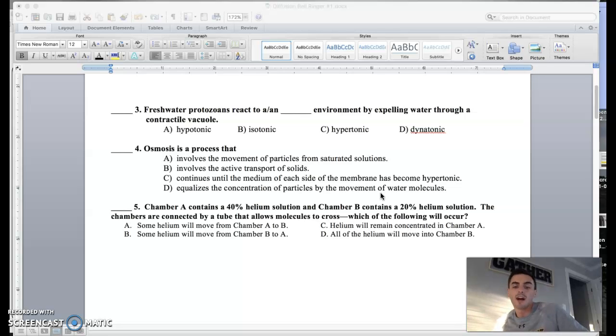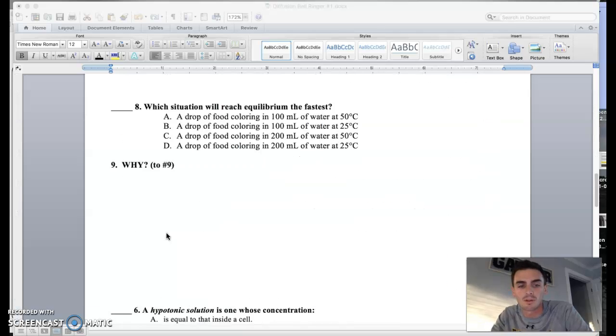Okay? Number five, I will take off if you are not drawing pictures on your test. This is just like the concentration gradients we drew in class yesterday. Draw a box on the left. Chamber A has 40% helium. Chamber B on the right has 20% helium. It says they're connected and that allows molecules to cross. So what will happen? Since helium is allowed to cross here, we'll go from high to low, from 40 to 20. Which means that helium particles will diffuse from chamber A to chamber B, which I believe is letter A. Number five should be letter A. I expect to see a picture with that arrow drawn, talking yourself through it. This is how we grow as problem solvers.